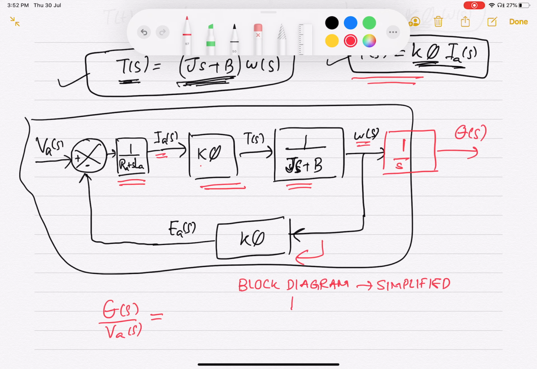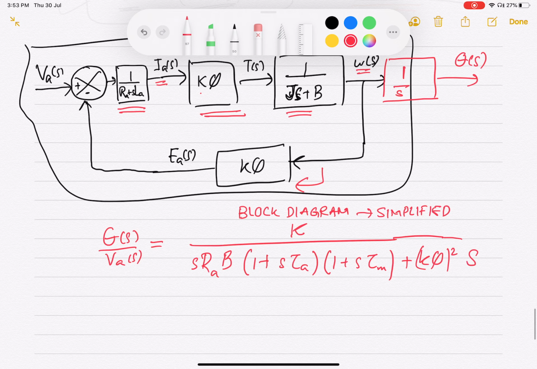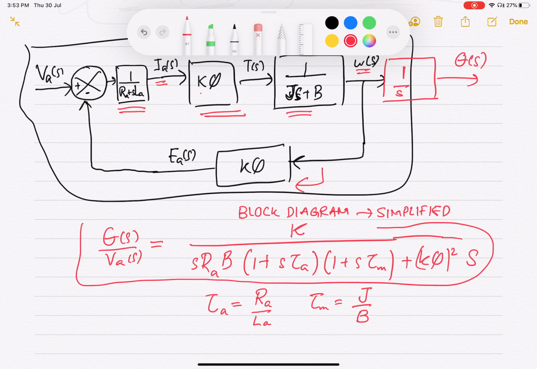So what we'll get will be K divided by s R A B into 1 plus s tau A, 1 plus s tau M, plus K phi whole square, where tau A is the electrical time constant. This is R A by L A. Tau M is the mechanical time constant, which is J by B. Right? So this gives you the transfer function for the DC motor.